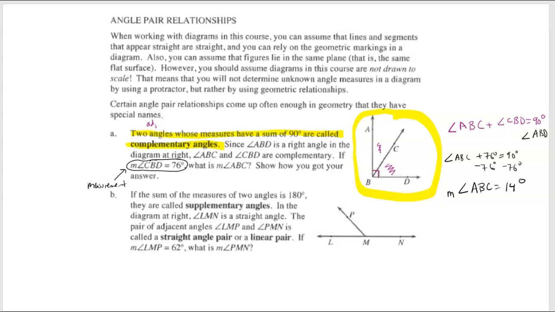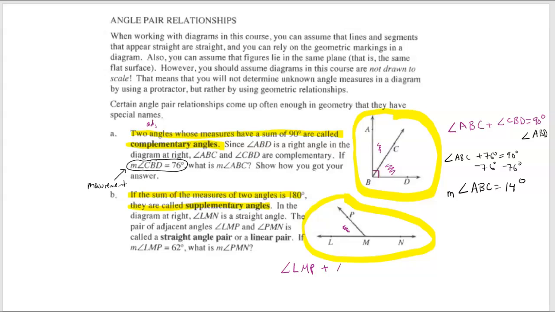Now, 90 degrees are complementary angles. When they add up to 180, they're known as supplementary angles. So go ahead now, copy this down, and you can copy this new picture down. Again, what angle am I talking about when I say angle M? I don't know. So I want to use 3 letters. So I'm going to say angle LMP. So LMP is right here.